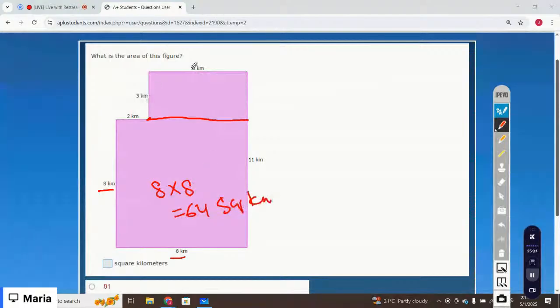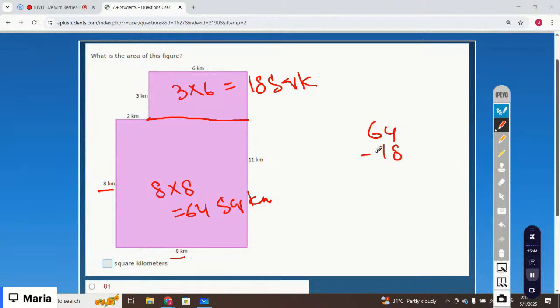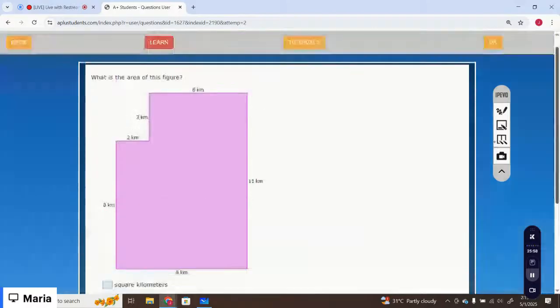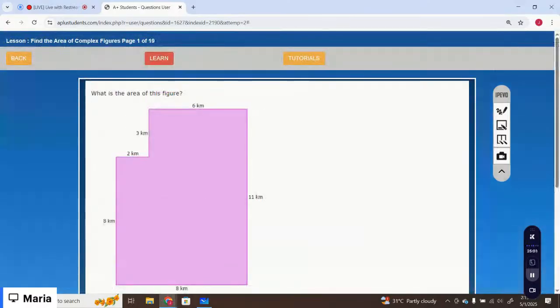Then this one has 3 times 6, that is 18 square kilometers. You need to calculate the area of the complete figure. Just add 64 plus 18. That is 82 square kilometers. The area of the figure is 82 square kilometers. Option number 2 is the correct option.